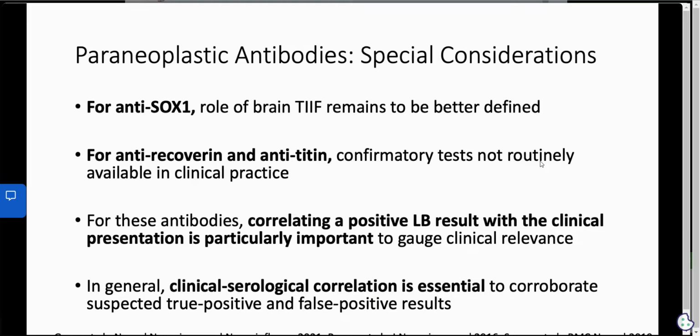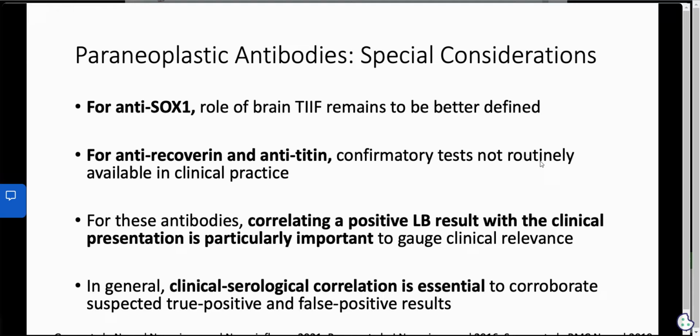There's a few special considerations to keep in mind. For anti-SOX1, the role of brain tissue indirect immunofluorescence remains to be better defined, with variable sensitivity recorded across assays. And for anti-recoverin and anti-titin, which are also included on the line blot, these do not reliably stain brain tissue, and confirmatory tests are not routinely available in clinical practice.